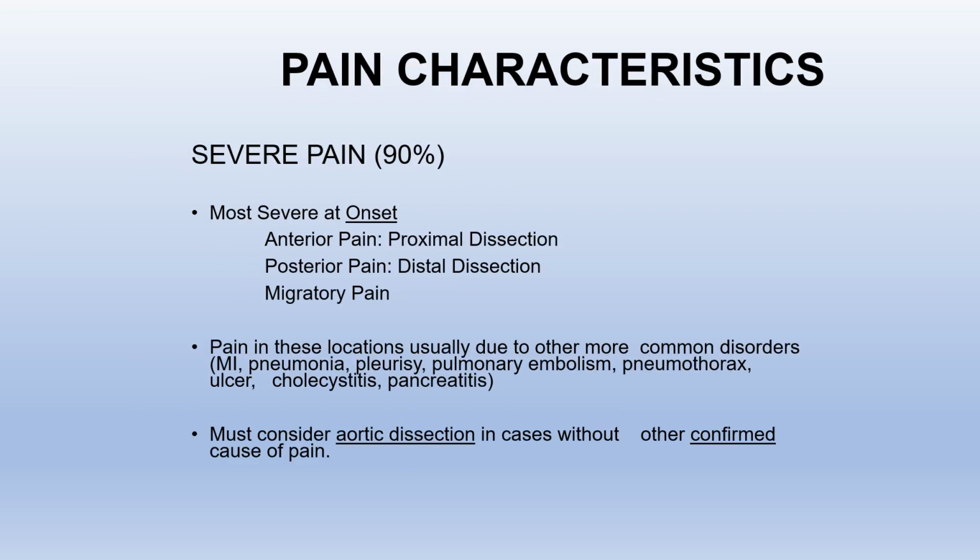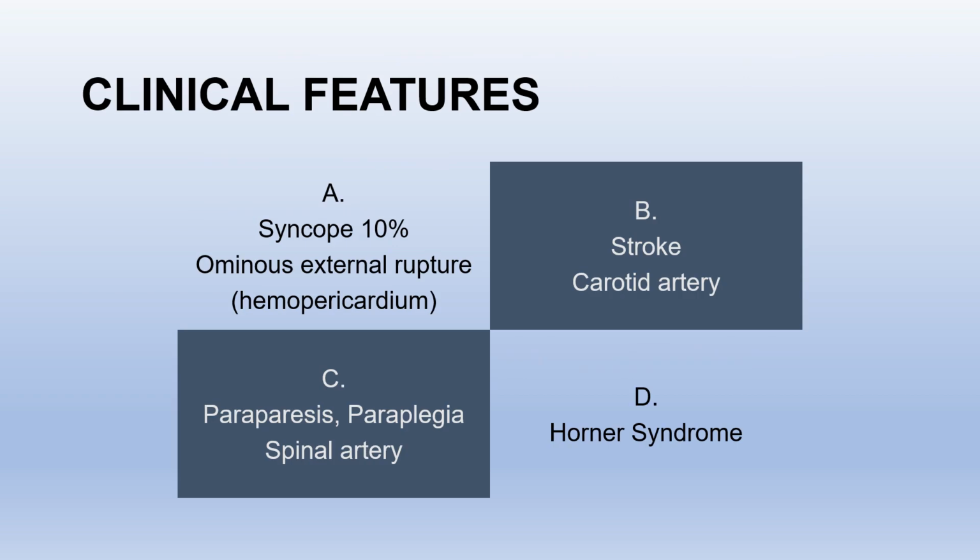Severe pain in 90%. Most severe at onset. Anterior pain suggests proximal dissection; posterior pain suggests distal dissection, and there could be migratory pain. Pain in these locations is usually due to other more common disorders, including pneumonia, pleurisy, pulmonary embolism, pneumothorax, ulcers, cholecystitis, pancreatitis. One must consider aortic dissection in cases without other confirmed causes of pain.